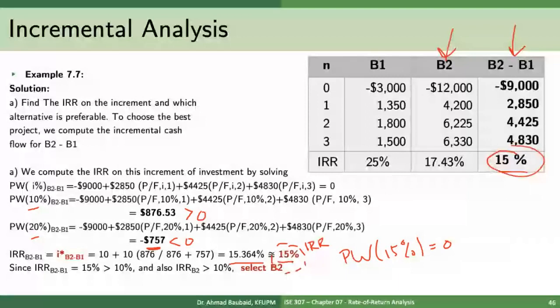You can memorize it: if you do B2 minus B1 and you accept it, therefore you select product B2, the first one. Or you can think about it conceptually as I'm doing right now. Because 15 is greater than 10%, I select product B2.